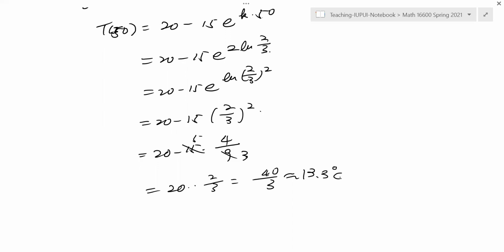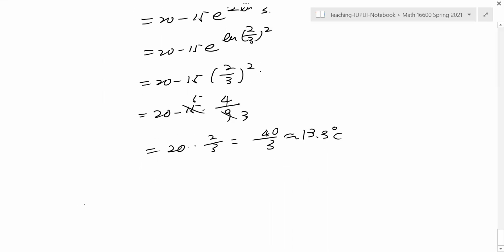And after 25 minutes, the temperature is 10 degrees. So here's a picture: 5 degrees at the start, and when t equals 25 it's 10 degrees, and then when t equals 50, it's 13.3 degrees. It's not increasing so fast, it's getting slowed down.